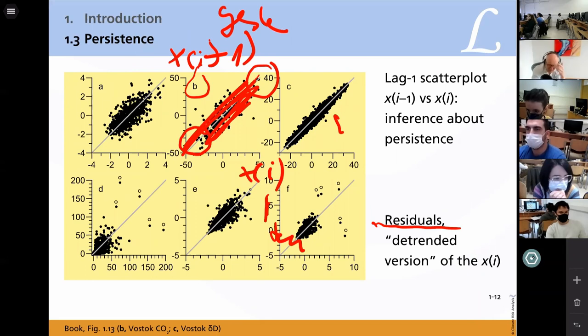That means the climate data show these two, what I call the peculiar aspects, which make life difficult for analysis of the data. Non-Gaussian distributions and persistence or memory. And the statistics has to deal with these properties to do, well, good inferences.